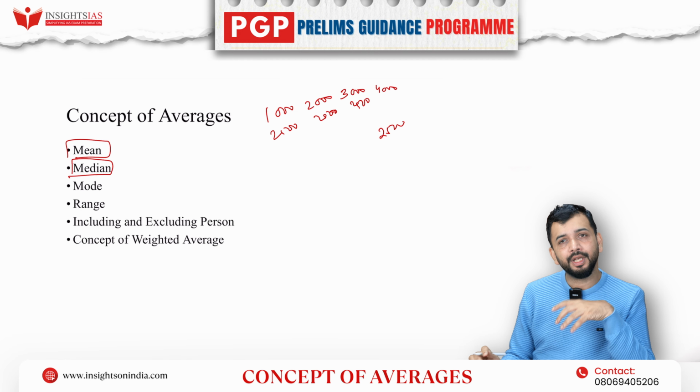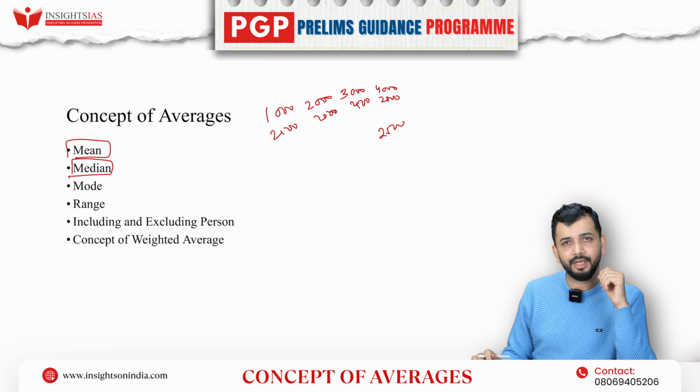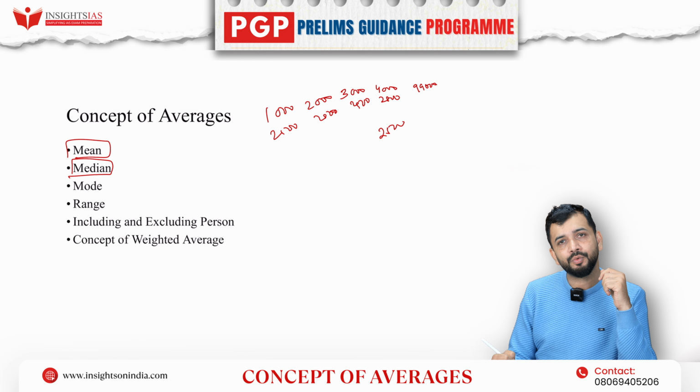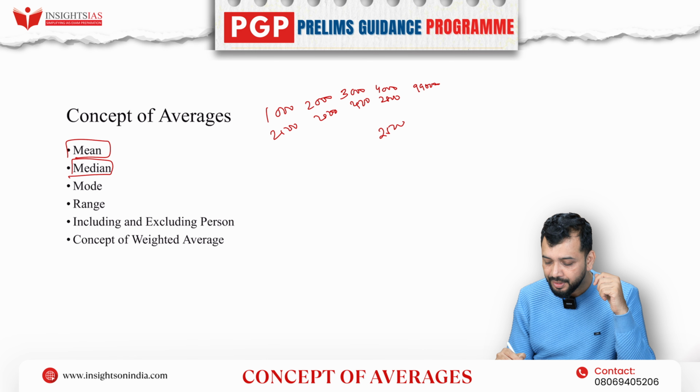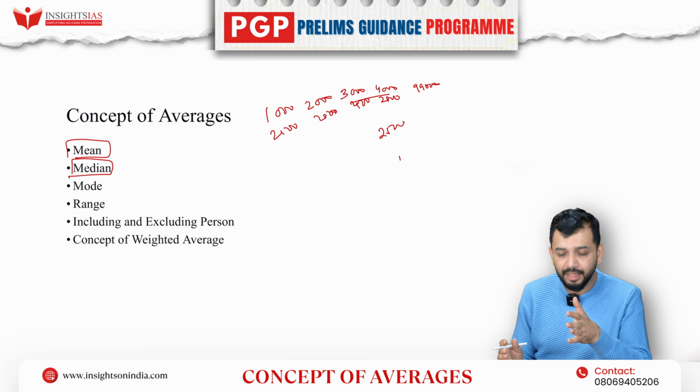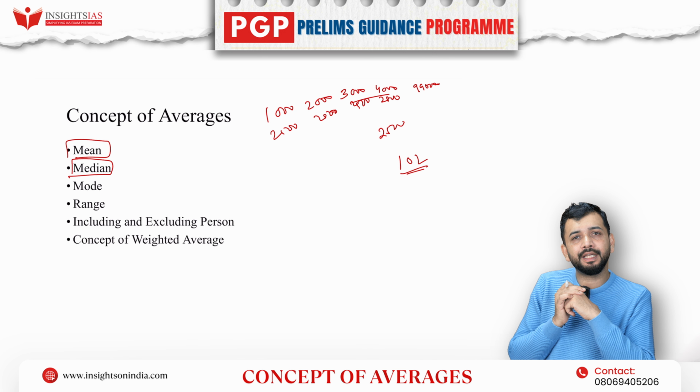This is also the same. Now imagine that in that one street, there is a very rich person, who is earning, let's say, 9,90,000 per month. Now what will happen? This 10,000 plus 9,90,000, so the total will be 10 lakh, the total income of the 5 families staying on that road.